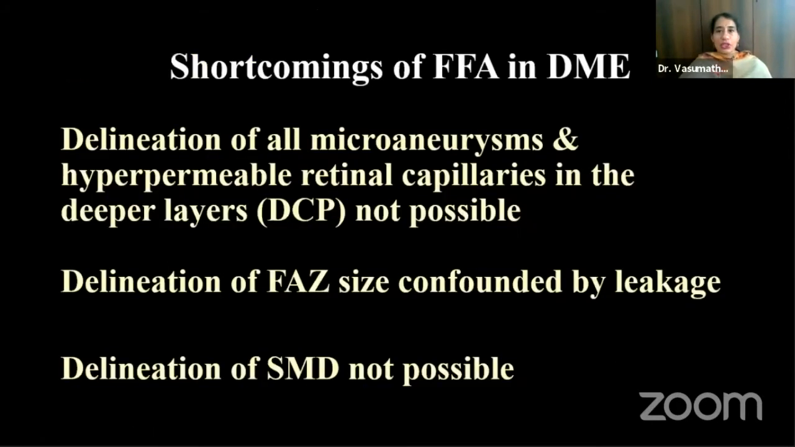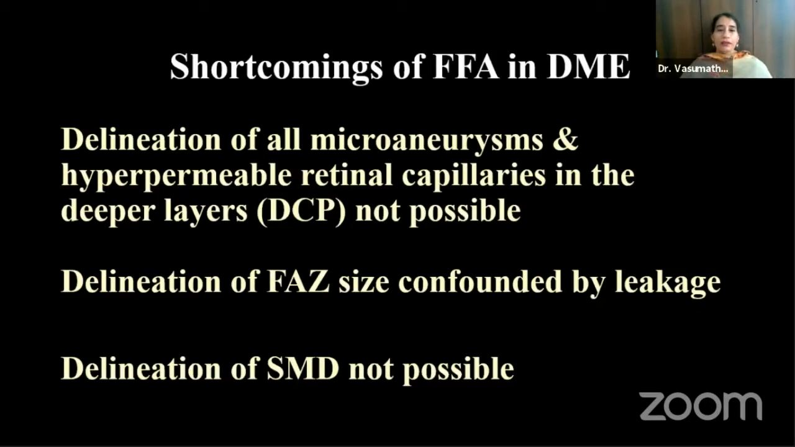And of course, there are several shortcomings of FFA apart from the fact that it's an invasive procedure. We have come to understand that there are 4 capillary plexuses in the retina, especially in the posterior pole, and the importance of the deep capillary plexus at the level of the inner nuclear layer is increasingly being understood. Whereas fluorescein angiography cannot delineate the deep capillary plexus and cannot differentiate the deep from the superficial capillary plexuses. And also, all the microaneurysms cannot be delineated.